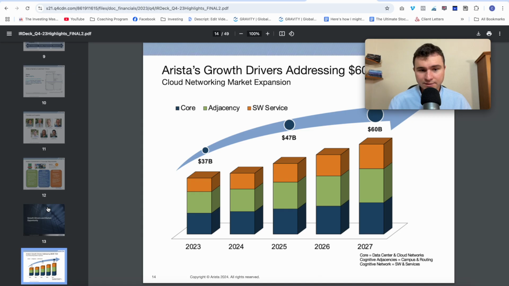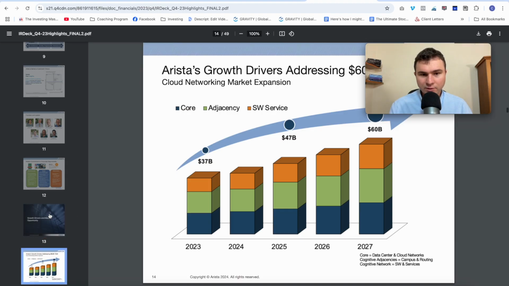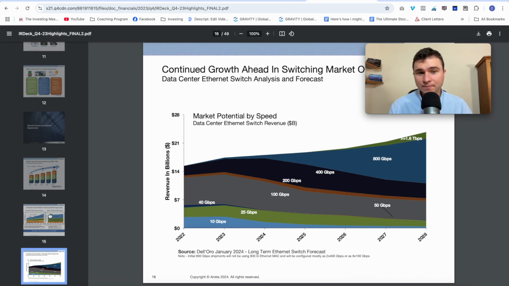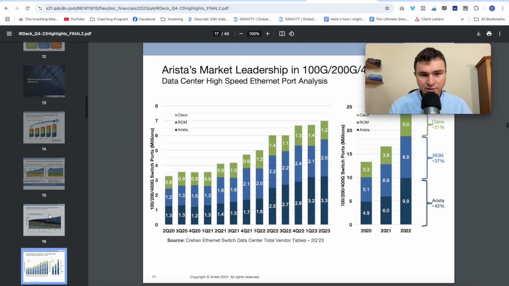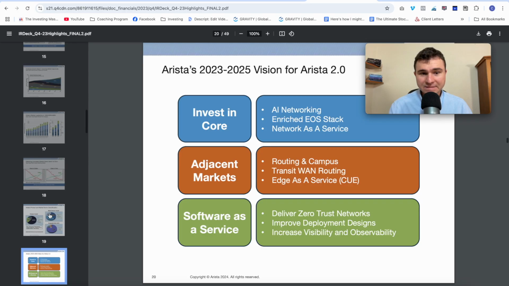Completely for free, guys. Here, they talk about the market that will continue to grow. Okay. Now they will maybe talk about the data centers, the campus. I don't know what they do. I know it's a tech company, but I don't know what they do. The leadership, they talk about what? Shares in dollars, shares in ports. Okay, very well. Data center, invest in core. Oh, that's the vision for Arista 2.0.